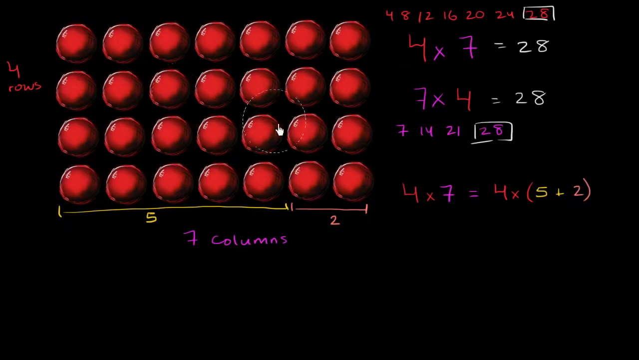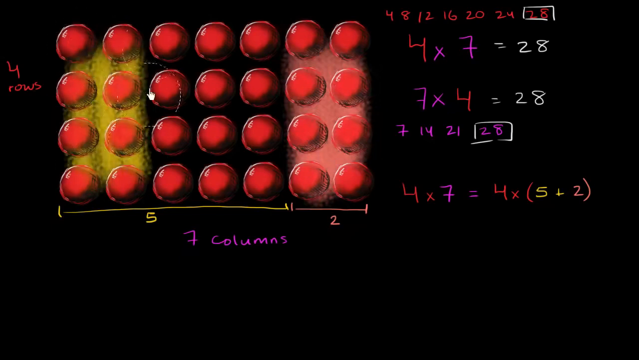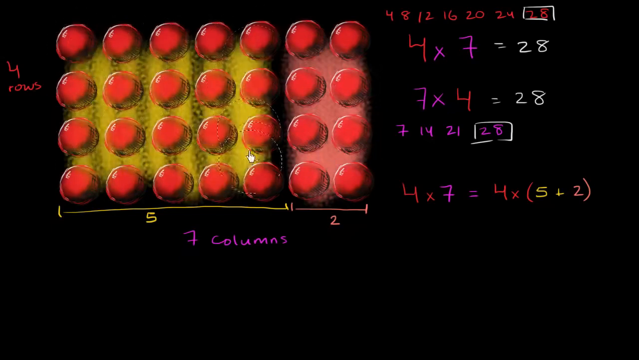So I could say, well, look, there's the array that has 4 rows and 2 columns right over here. And then there's the array that has 4 rows and 5 columns right over here. So how many objects are in the yellow one? Well, there's 4 times 5 objects in the yellow grid, or yellow array.